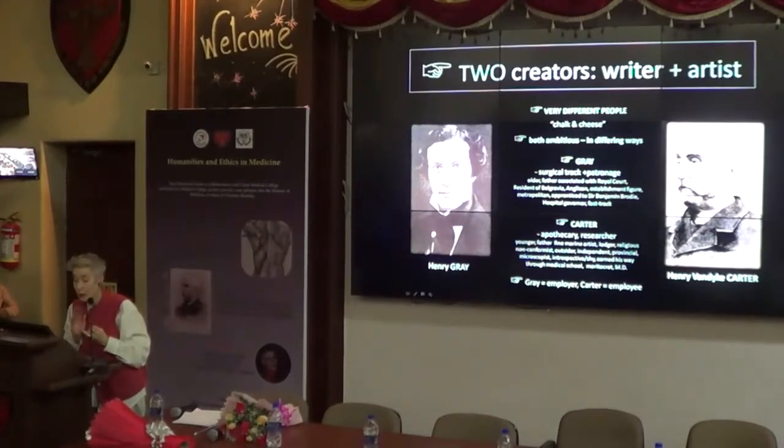He was older than Carter. He was 28, whereas Carter was 24. His father was associated, I mentioned, with the Royal Court. He was a resident of Belgravia. He was an Anglican, which is Church of England. He was an establishment figure.